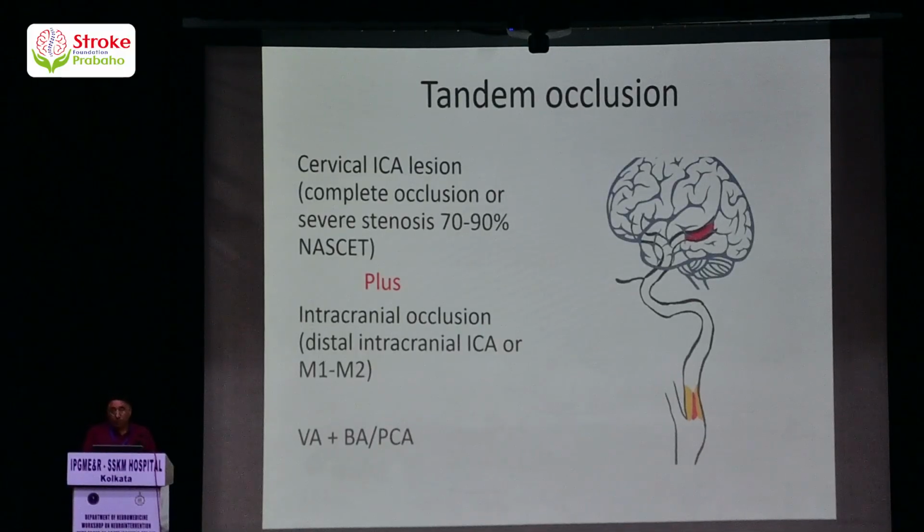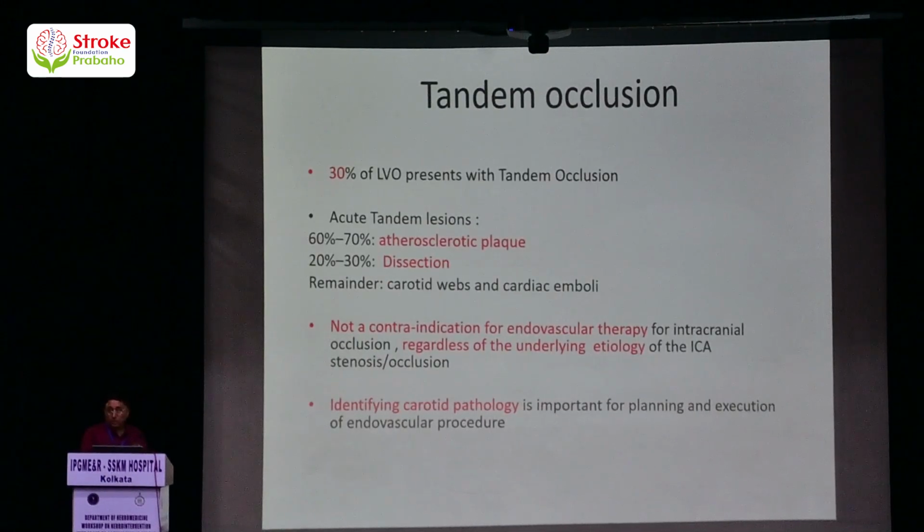So what do we mean by tandem occlusion? Tandem occlusion is occlusion at two sites in the same territory or same vascular tree. If there is occlusion in the internal carotid artery, either a stenosis or an occlusion, and there is occlusion in the middle cerebral artery, we label it a tandem occlusion. Or if there is a vertebral artery and basilar artery or PCA involved, then we also take it as a tandem occlusion. So 30% of large vessel occlusions present with tandem occlusion.